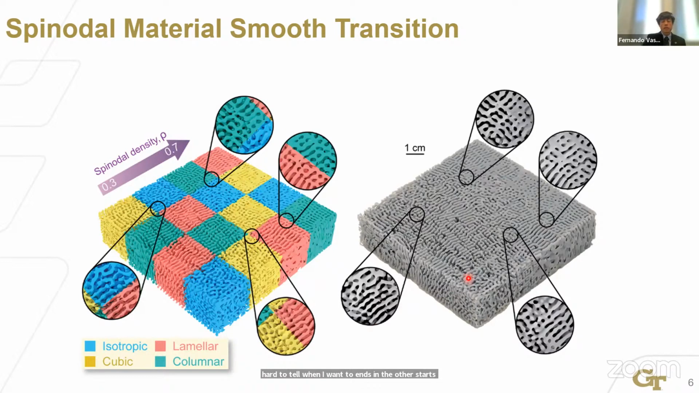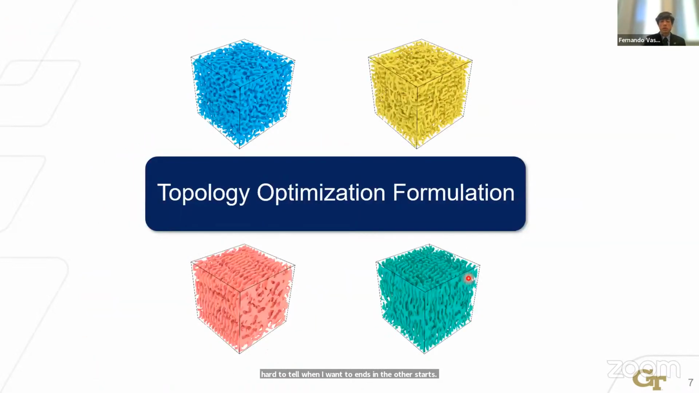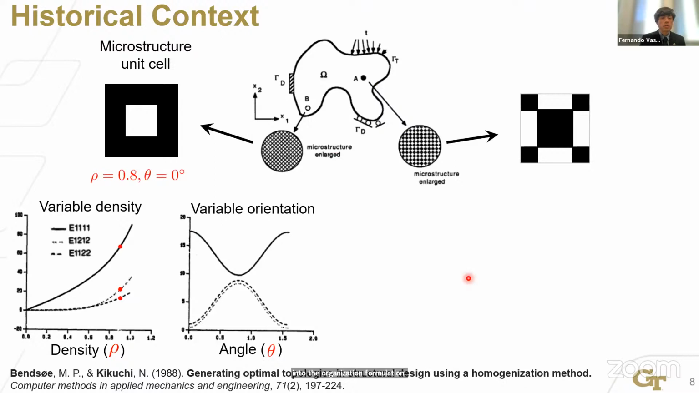So architected materials have very interesting properties, and we want to incorporate that into the optimization formulation. But before I talk about my formulation, I want to give a little bit of historical context. For that, I want to talk about this paper by Bendsøe and Kikuchi in 1988, Generating optimal topologies in structural design using a homogenization method. This paper was revolutionary in a lot of ways and shaped the field of structural optimization.